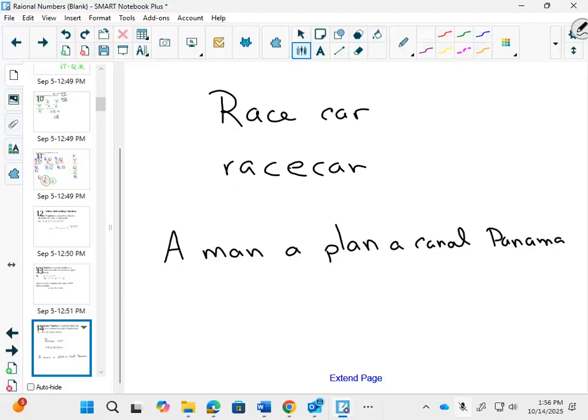Because you can write things backwards and forwards and then maybe it doesn't make any sense. But race car makes sense, though it's not a full sentence. That is a full sentence that you can write forward and backwards.